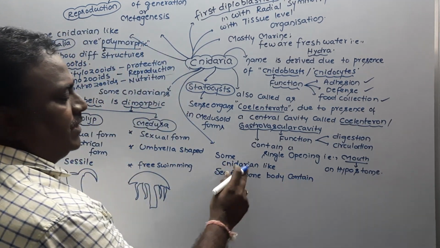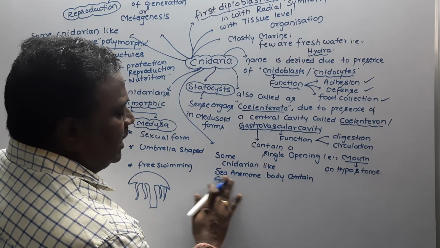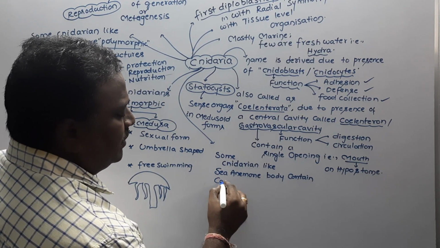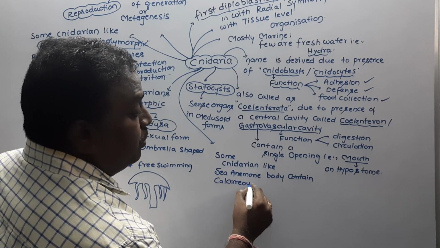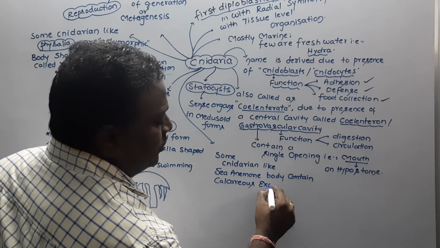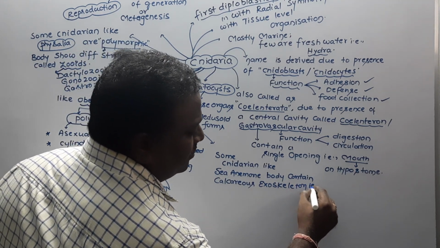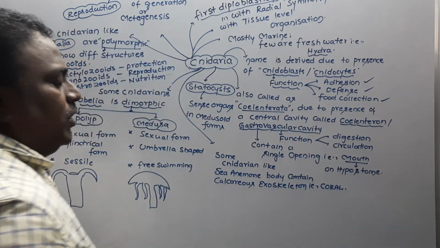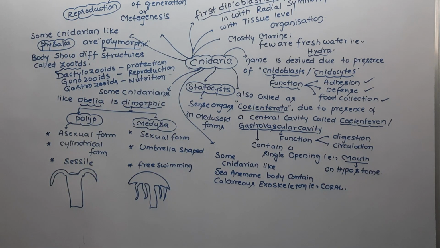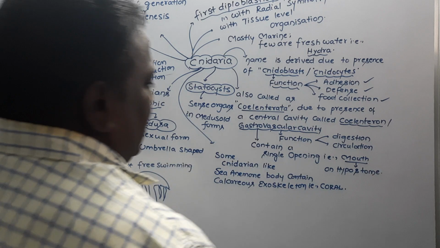Some Cnidarians, like sea anemones, have a calcareous exoskeleton made of calcium carbonate. What do you call the calcium carbonate exoskeleton of the Cnidarians? That is called coral. The calcium carbonate exoskeleton of the Cnidarians is called corals.